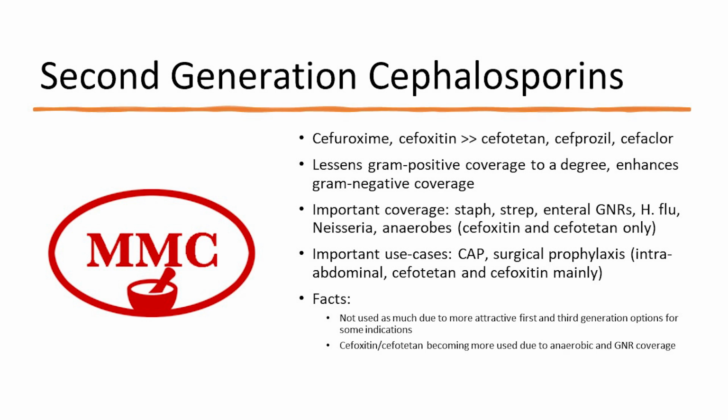And then you will see cefotetan and cefoxitin for surgical prophylaxis, usually intra-abdominal surgeries, sometimes like a lap appy or cholecystectomy, something like that. And then some fun facts, they're not really used as much compared to the first and third generation cephalosporins just because they kind of fall in an in-betweener category. And then cefoxitin and cefotetan are becoming more used due to the anaerobes and GNR coverage.